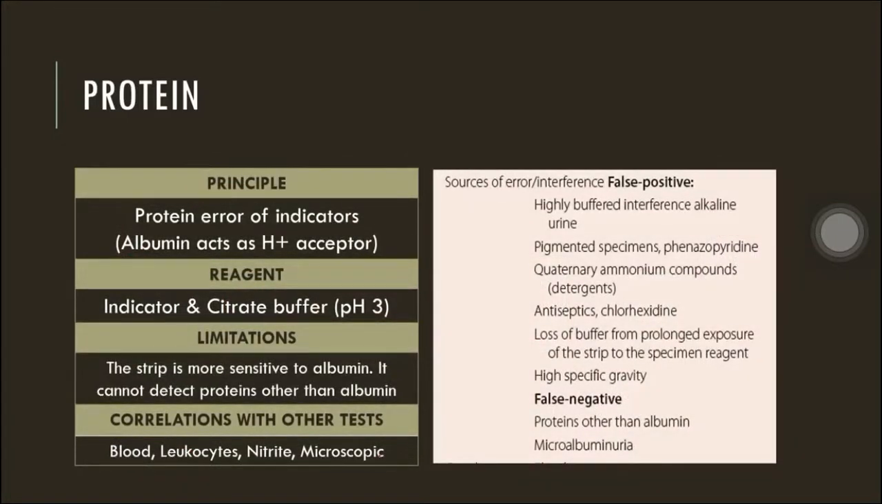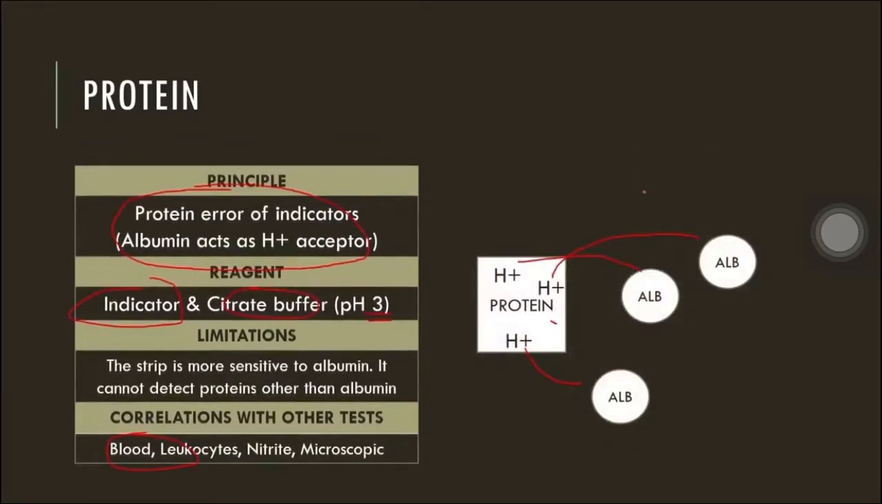So what are the sources of error interference for protein? So highly buffered interference alkaline urine. So again, bakit kaya pwedeng mag-false positive in highly buffered alkaline urine? So again, kapag masyadong alkaline to, ang tendency, ma-affect niya mismo yung reagent pad. Okay? So, ano mangyayari? Since masyado siyang alkaline, i-attract ng alkaline na medium yung H ion coming from the reagent pad, causing, of course, false positive. Okay? False positive.